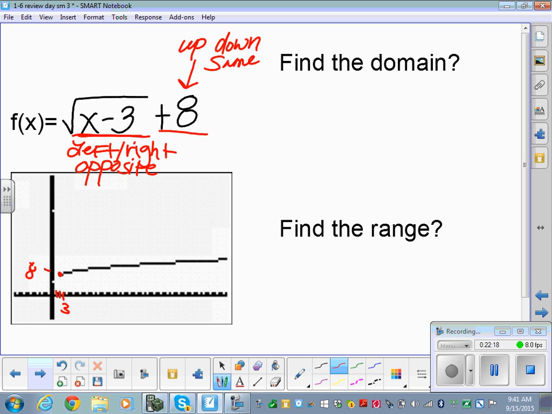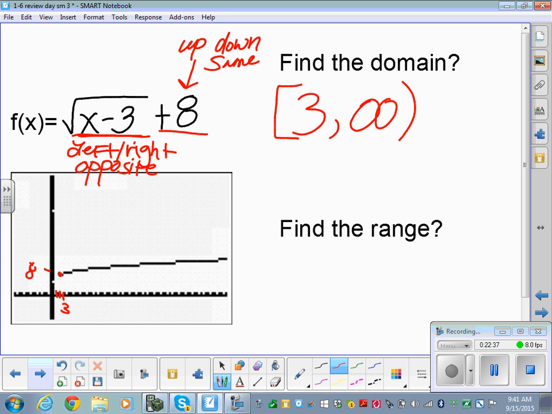Okay, so let's find the domain. Now domain is left and right, so it doesn't matter that it's growing up. I'm talking left and right. Where does my function start on the x-axis? Positive 3. And it did include it. It started right on 3. And where's it growing to? Positive infinity.